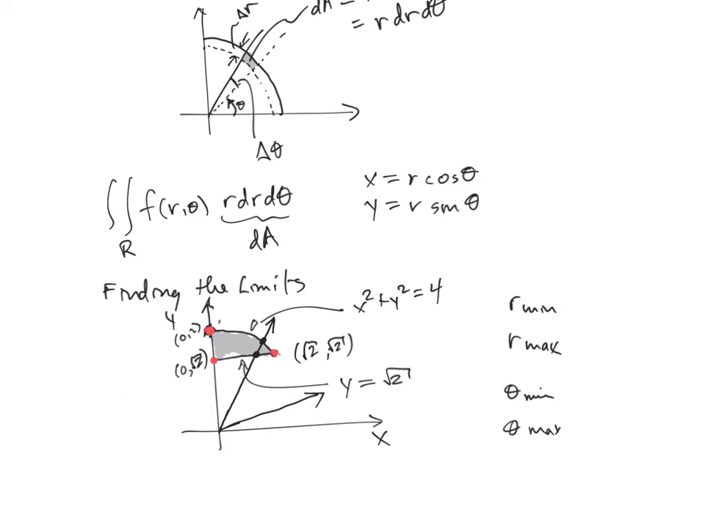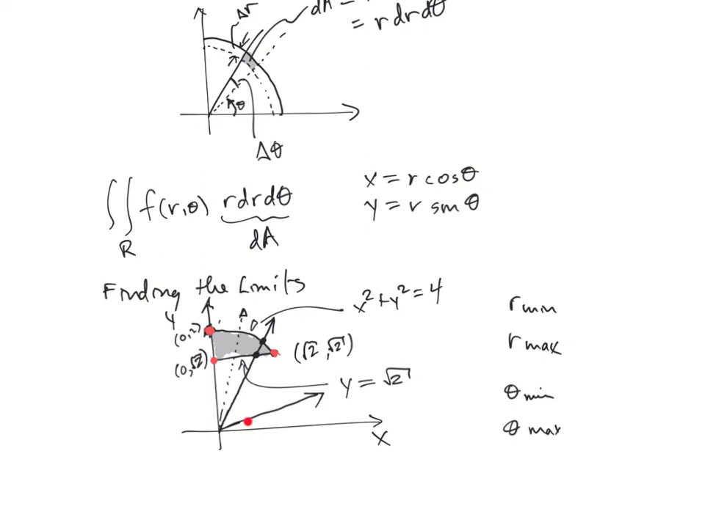Keeping in mind that I could have drawn my r like this, or my arrow like that. So would r min be the same for both of those? Is this distance the same as this distance? Obviously not. So r min is going to vary.